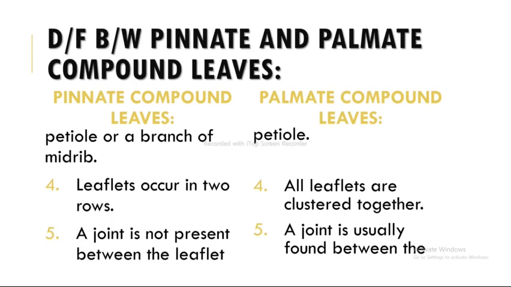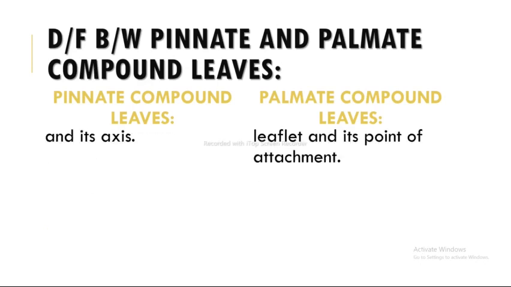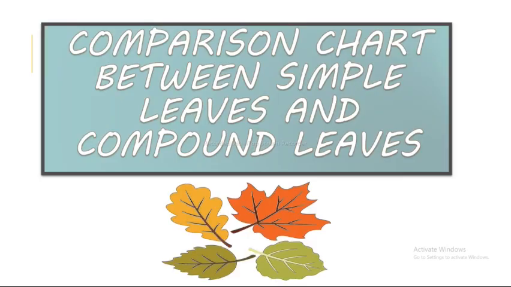In pinnate compound leaf, the leaflets occur in two rows. In palmate compound leaf, all the leaflets are clustered together. In pinnate compound leaf, a joint is not present between the leaflet and its axis. On the other hand, in palmate compound leaf, a joint is usually found between the leaflet and its point of attachment. So next I am going to discuss the comparison chart between the simple leaves and compound leaves.